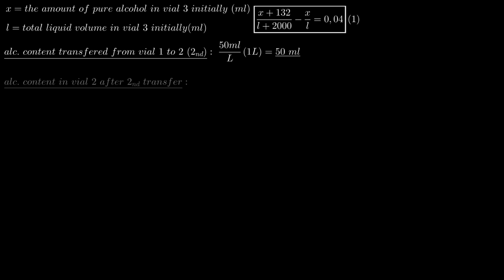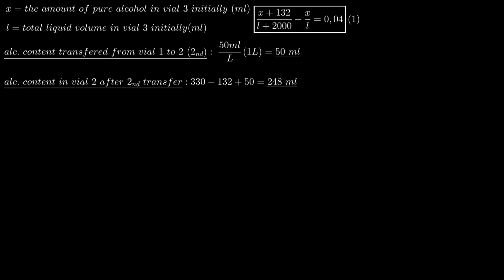So now here's where things get tricky. The alcohol concentration in vial 2 after the first transfer has changed. Since we had 330 milliliters in vial 2 after the first transfer, and we subtracted 132 milliliters from vial 2, 330 minus 132, 198 milliliters were left in vial 2. Then we transferred 50 milliliters from 1 to 2 again, and the pure alcohol in vial 2 became 198 plus 50 equals 248 milliliters after the second transfer, correct?